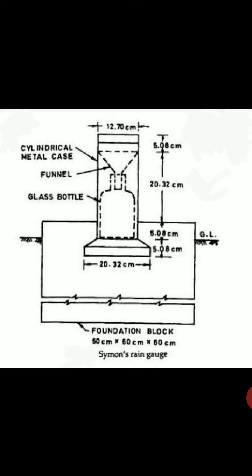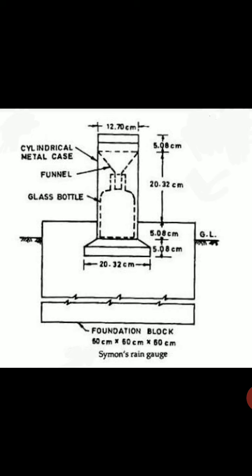Since the amount of rainfall varies from place to place, it is necessary to install rain gauges at various key points in the area. The principle of a rain gauge is that the amount of rainfall in a small area will represent the amount of rainfall in a large area, provided the meteorological characteristics of both small and large area are similar.